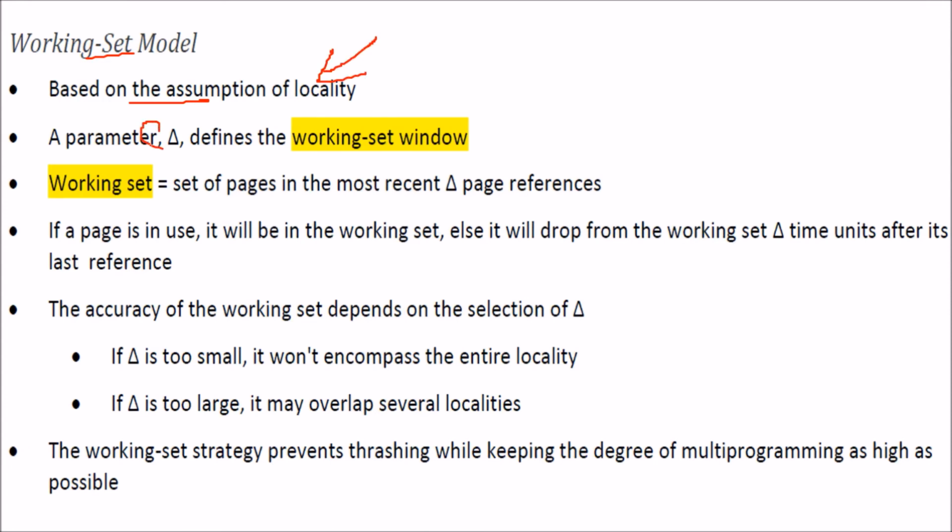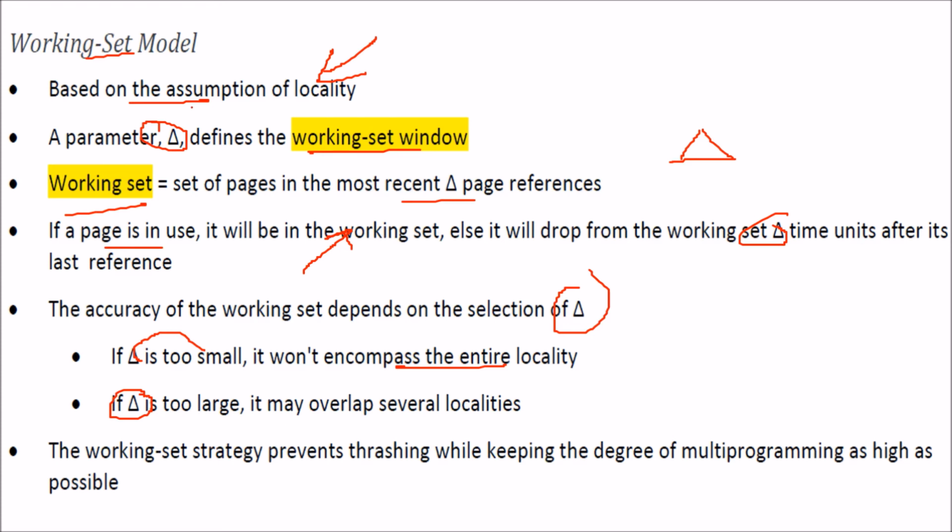So we have a parameter delta, which is actually the time that defines the working set window. So what will the working set contain? It will contain the set of pages which are most recently used in that delta time. If the page is in use, it will be in the working set. Otherwise, after delta time, we will drop it from the working set. It will not remain in the working set. So the accuracy of the working set depends totally on the delta you have chosen. If delta is too small, it will not encompass the locality properly. If delta is too large, there will be some overlapping between different localities, right?